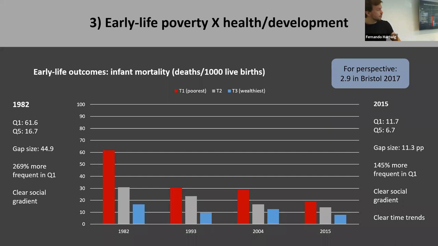But we saw some slides earlier that in Bristol, overall, it's 2.9. And in Pelotas in 2015, only looking at the wealthiest subgroup, it's 6.7. So there's still a lot of room for improvement, right? So again, clear social gradients, improvement over time, but a lot of room for further improvement.